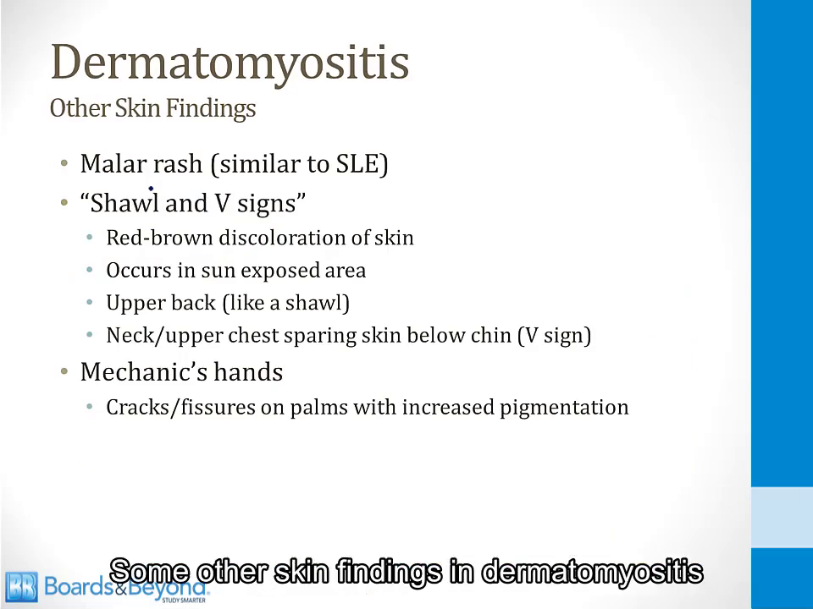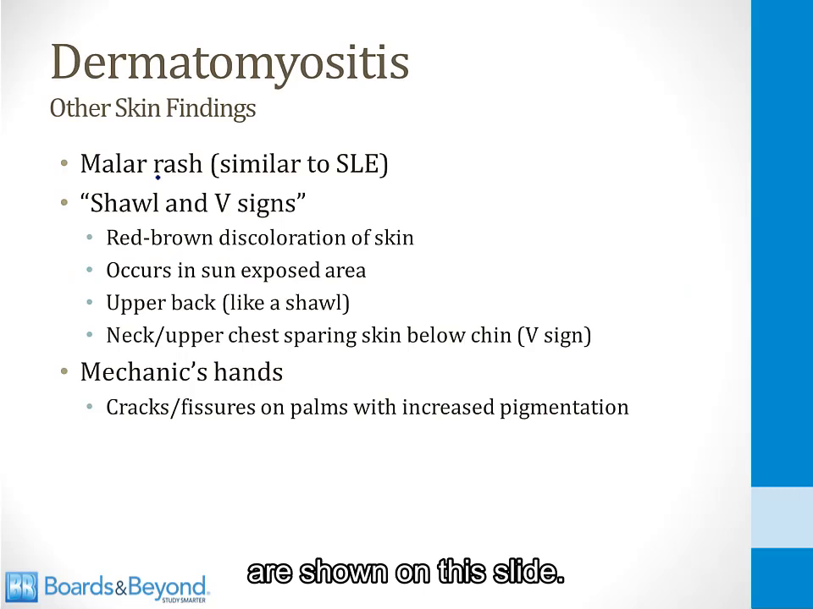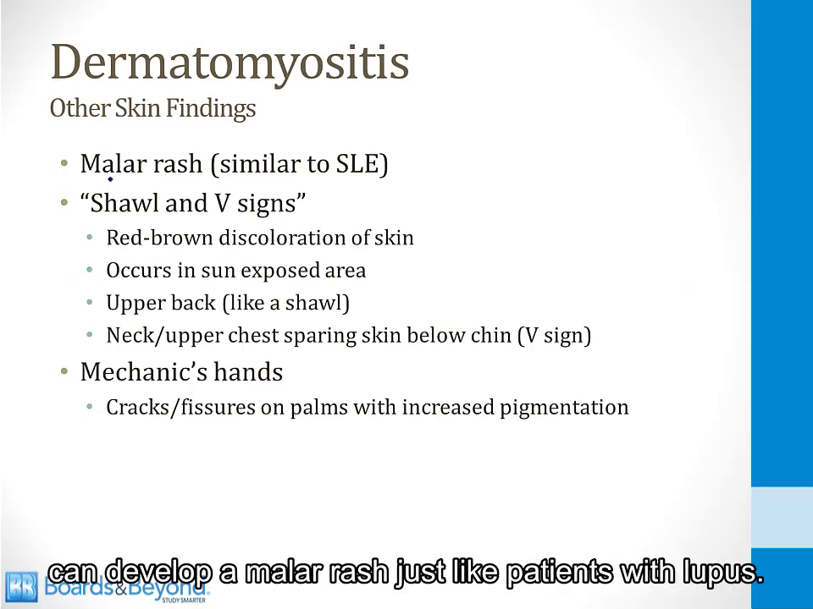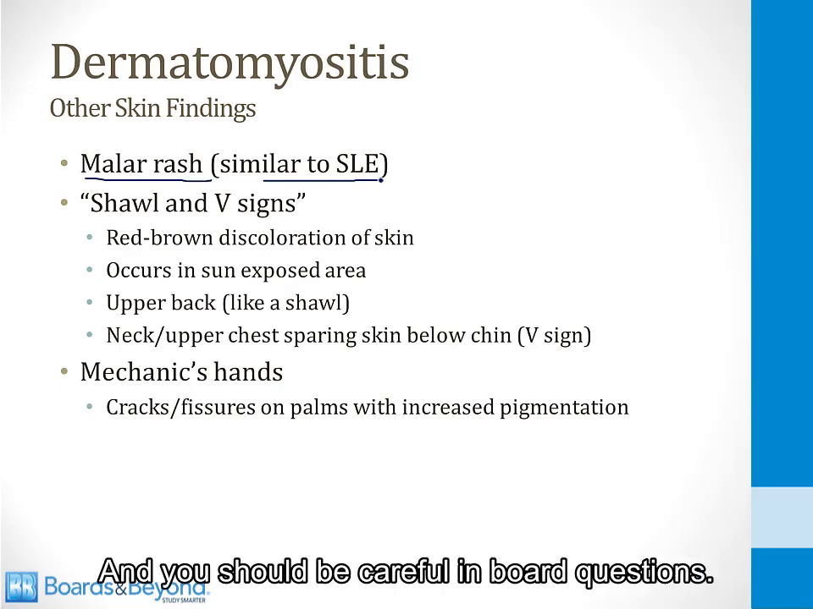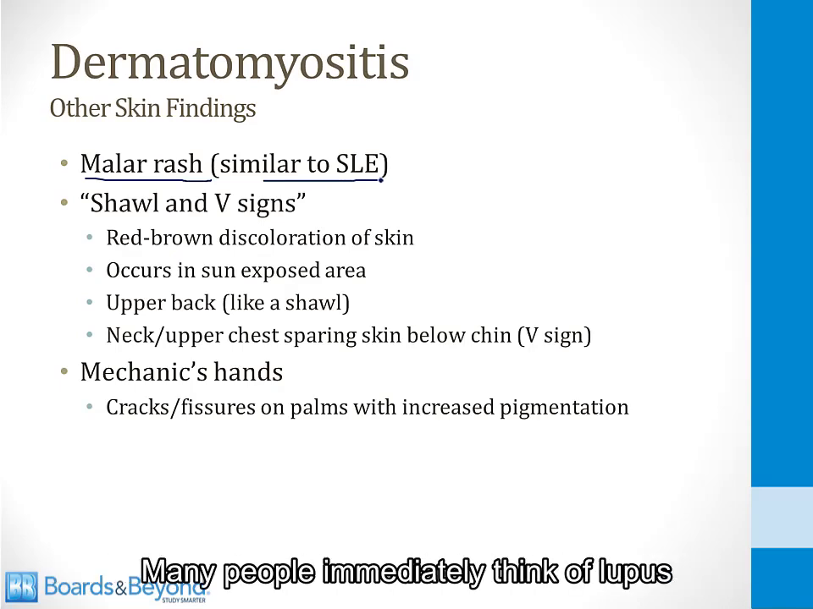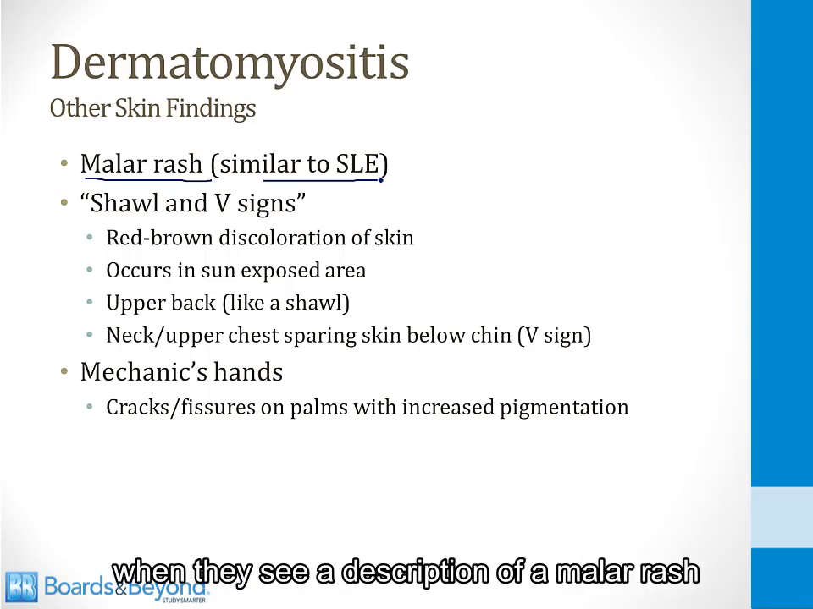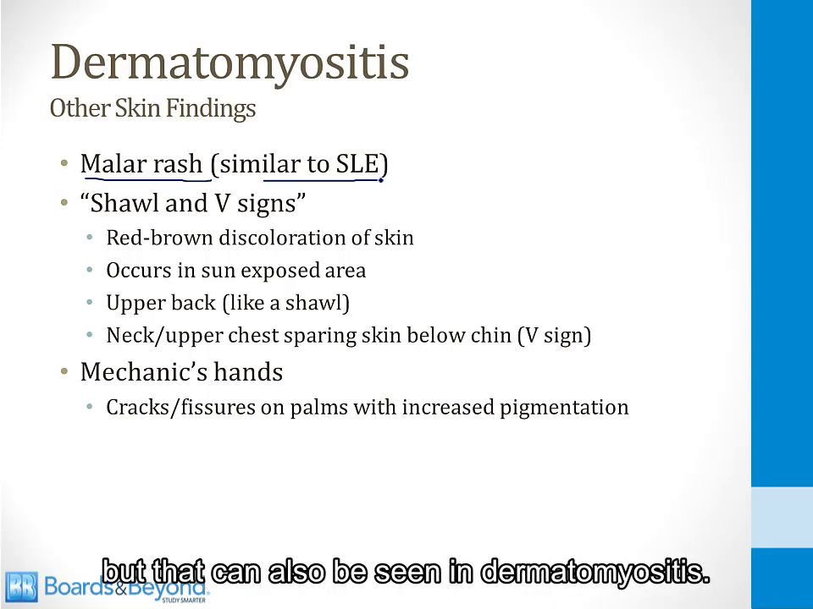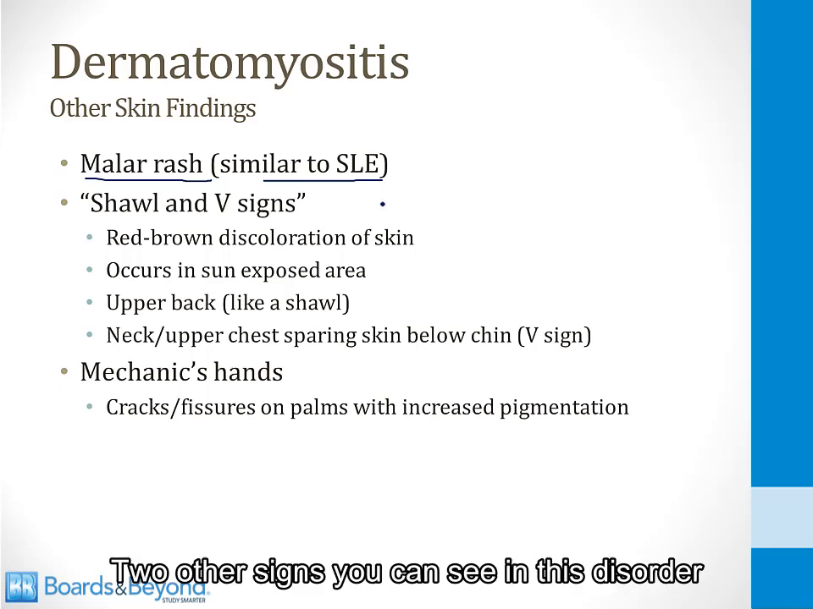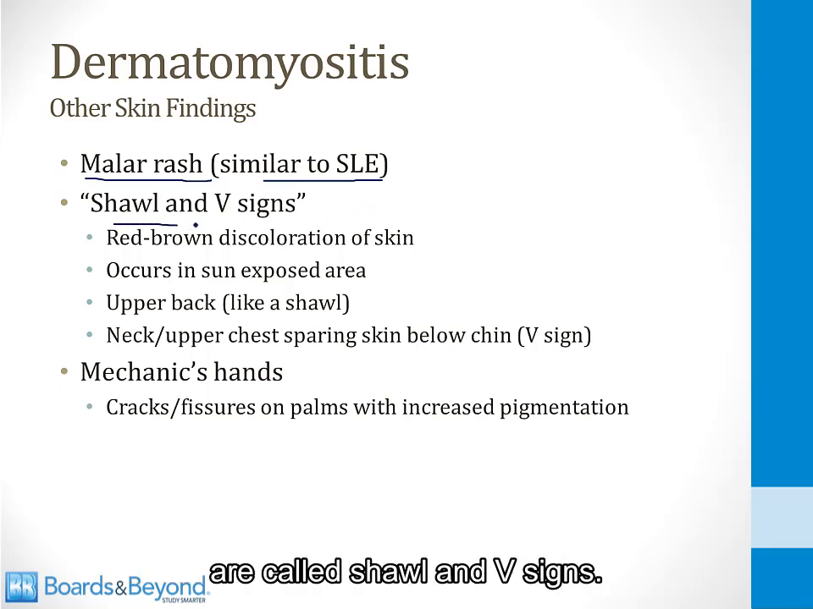Some other skin findings in dermatomyositis are shown on this slide. First of all, patients with this disorder can develop a malar rash, just like patients with lupus. And you should be careful in board questions. Many people immediately think of lupus when they see a description of a malar rash, but that can also be seen in dermatomyositis. Two other signs you can see in this disorder are called shawl and V signs.